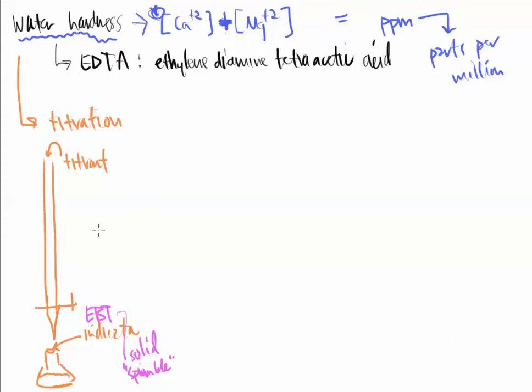We're looking for the color, right? So EBT is going to be a very dark solid. It will almost be black, or it will be a dark navy blue.